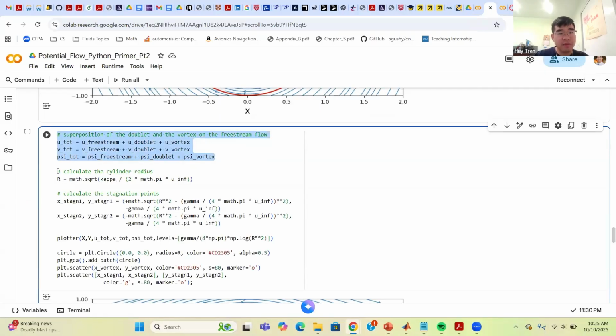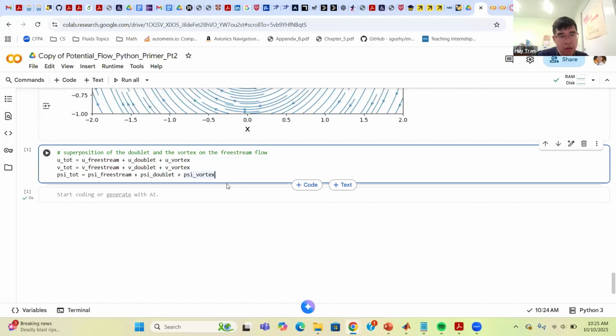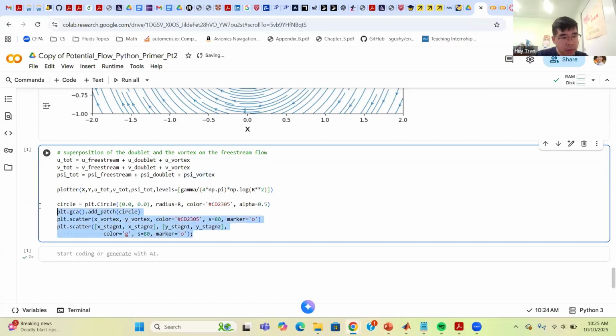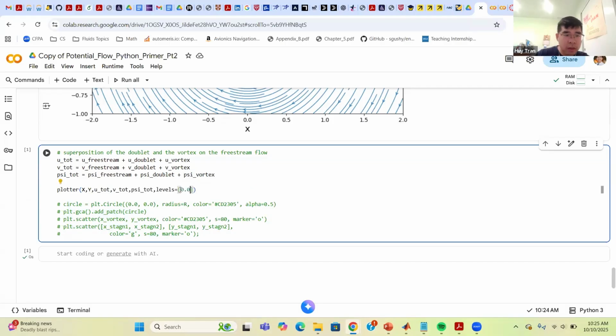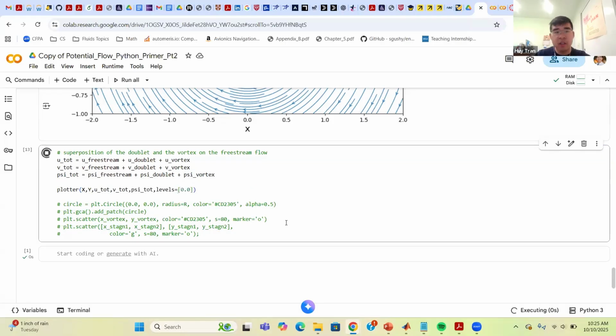Sorry. Okay, I'm going to skip that part. I'm just going to plot it. So when I just plot it, without really knowing anything, here's what I'm going to get.